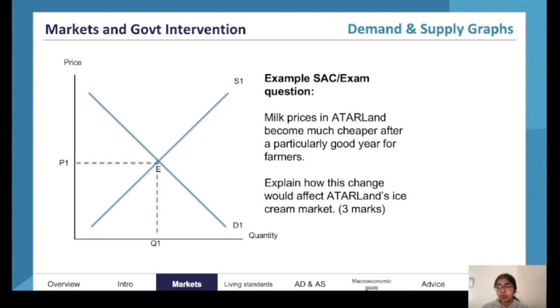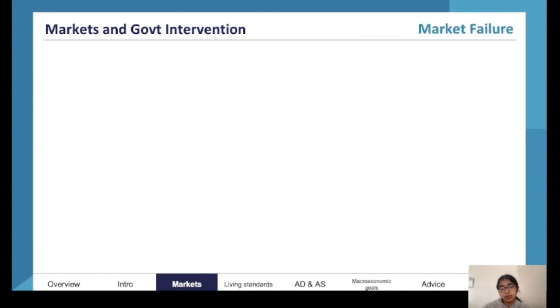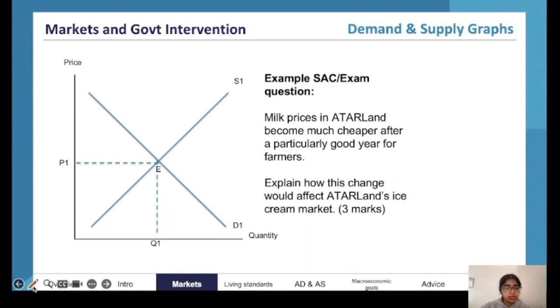So this is another one to think about. Milk prices: milk becomes cheaper. How would that affect the ice cream market? Remember, you need milk to produce ice cream. So if milk is cheaper to buy, it probably is cheaper to make ice cream as well. So I should also draw the graph. That means supply shifts right here.